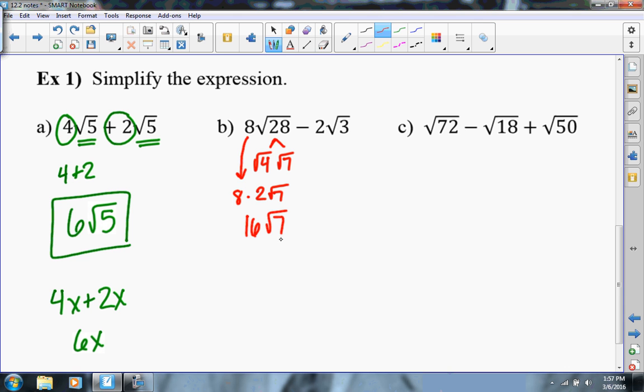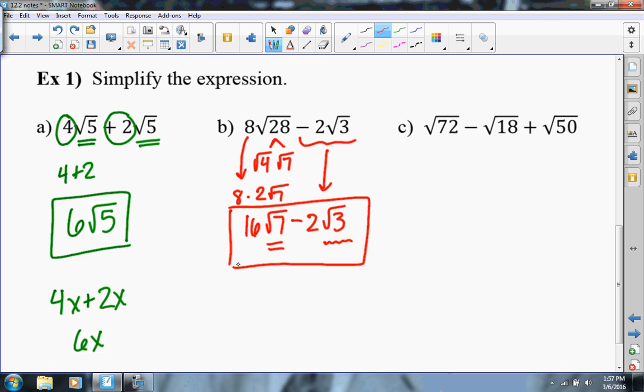So now I have 16 square root 7, and then I'm going to bring down the rest of this expression here. Minus 2 times the square root of 3. And now I have the square root of 7 and the square root of 3. However, those aren't like terms because they don't have the same radical. So I can't actually do anything more to this expression. I'm just going to leave it.